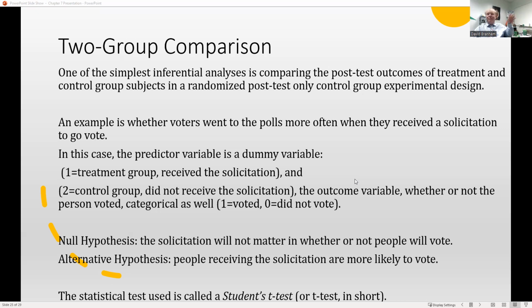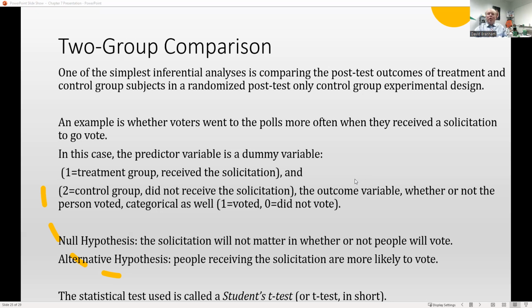So in this example, do voters go to the polls more often if they get a card saying to go vote for this person? In this case, the predictor variable is a dummy variable. And what I call dummy variables are categorical variables that only have 2 values: 0 in this case, no, they didn't go to vote, and 1, they did go to vote. So you have a treatment group that gets the card.